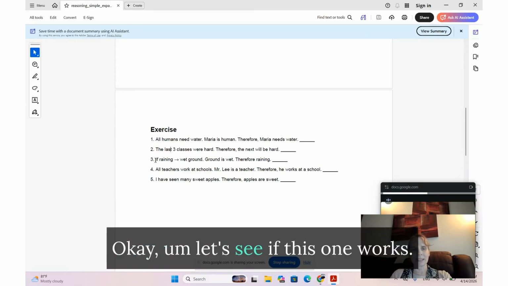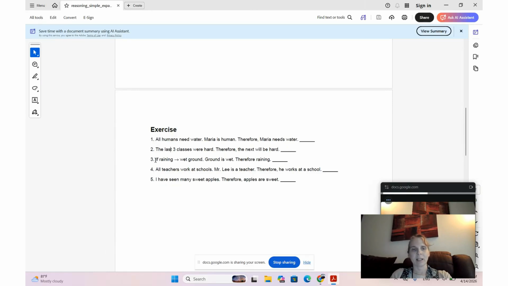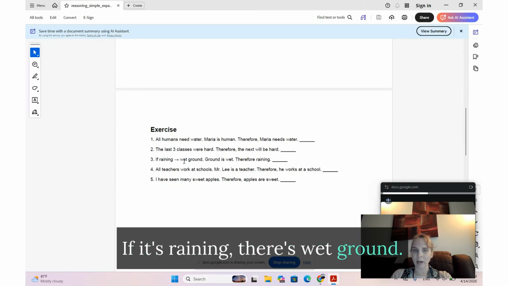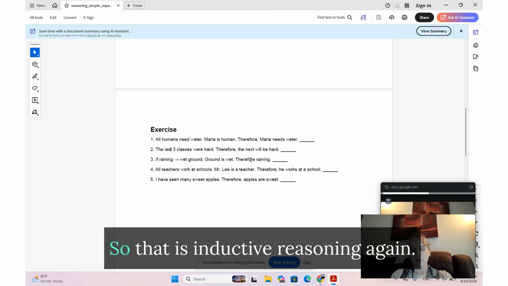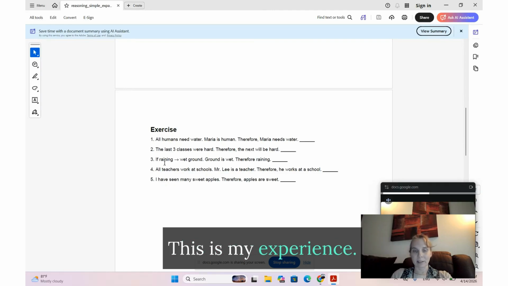Okay, let's see if this one works. If it's raining, there's wet ground. The ground is wet, therefore it's raining. So that is inductive reasoning again. This is my experience.